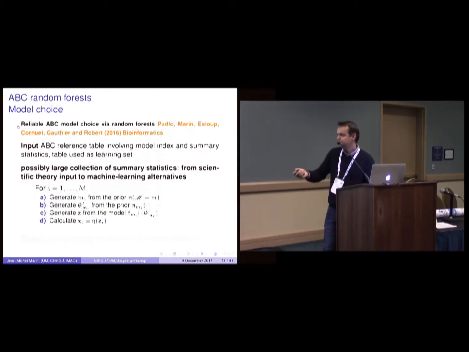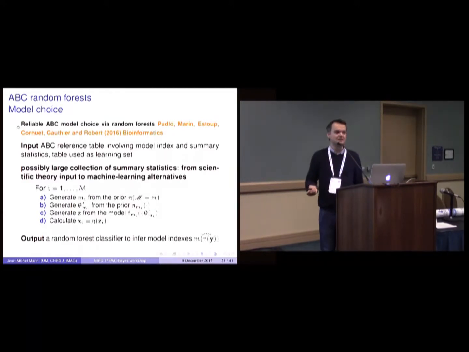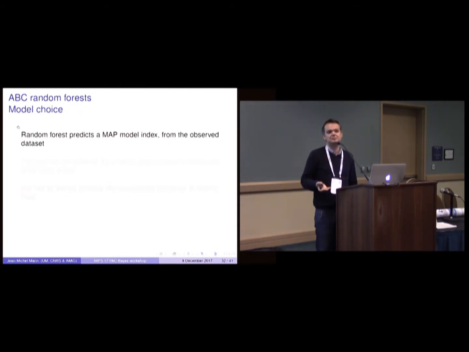And then this is generated from this reference table where we get the model index and the summary. Okay? And the output is a random forest to infer the model index. Because to select a model is a classification problem, you have to assign the observed data to a class. A class is a model. And to do that, we simulate your learning set using the Bayesian model, using the prior and the likelihood. And then you learn on the table you have simulated. It's extremely simple. 45 minutes, it's too much perhaps to say something like that. But it's very simple, okay?